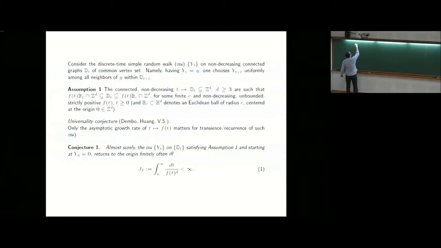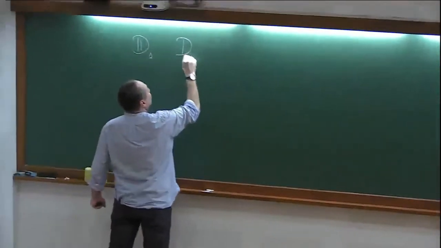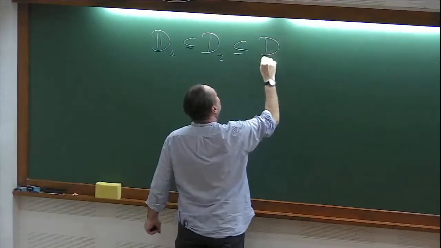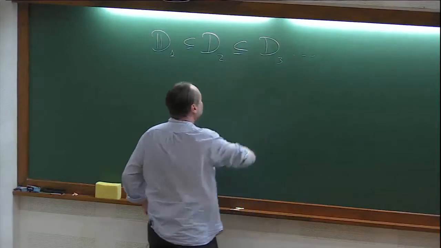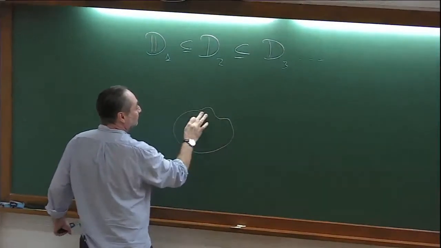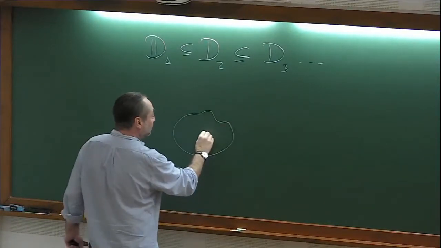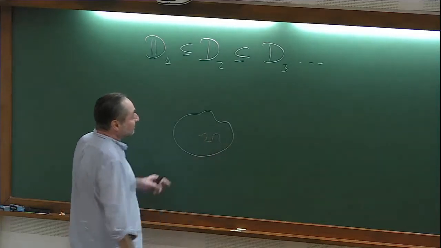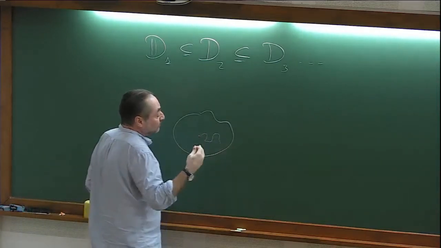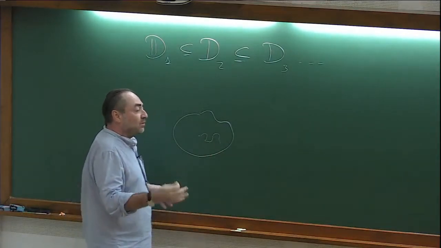You can think discretely, D1, D2, and each one contains the previous one, etc. And then you have domain D1, and you have a random walk walking in this domain. This walk is in prison, so you cannot go out of this domain. You can define in various possible ways how this random walk is reflected.